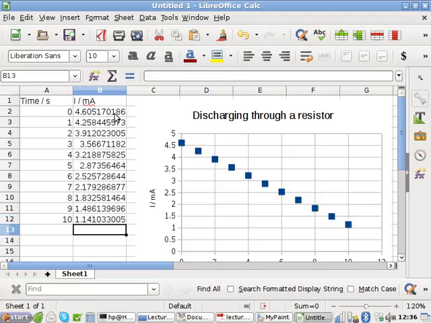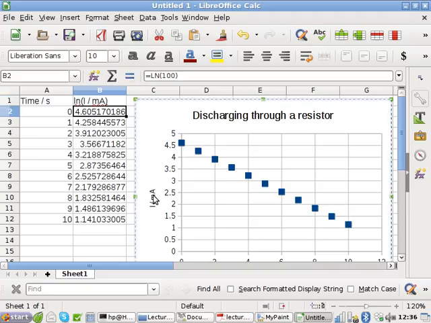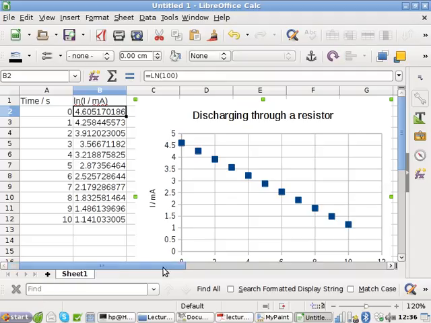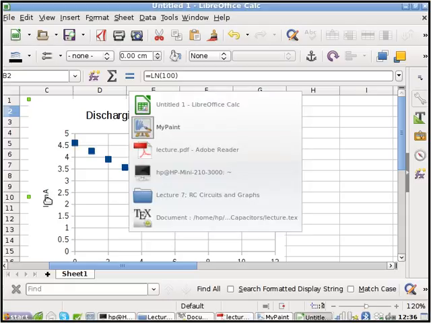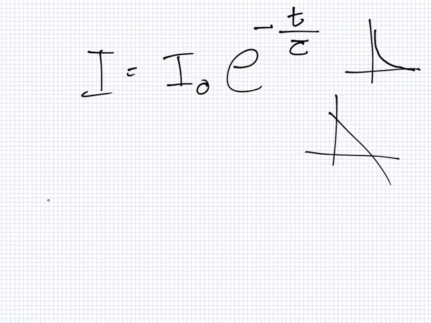If I instead plot log I instead of I on my graph, so if I calculate the log of the current and plot that, what's happened to my graph now? This straight line, isn't it? And I need to change that. That should be log I instead of I. In my graph, I should write log I, not I.